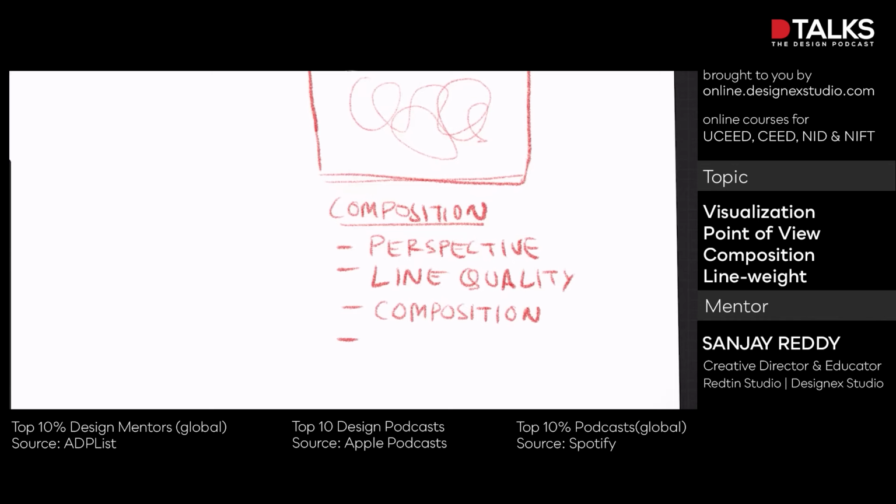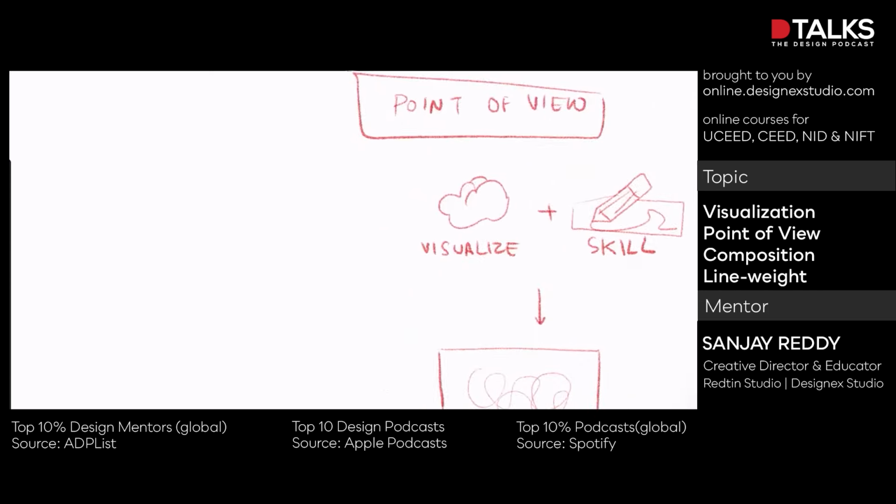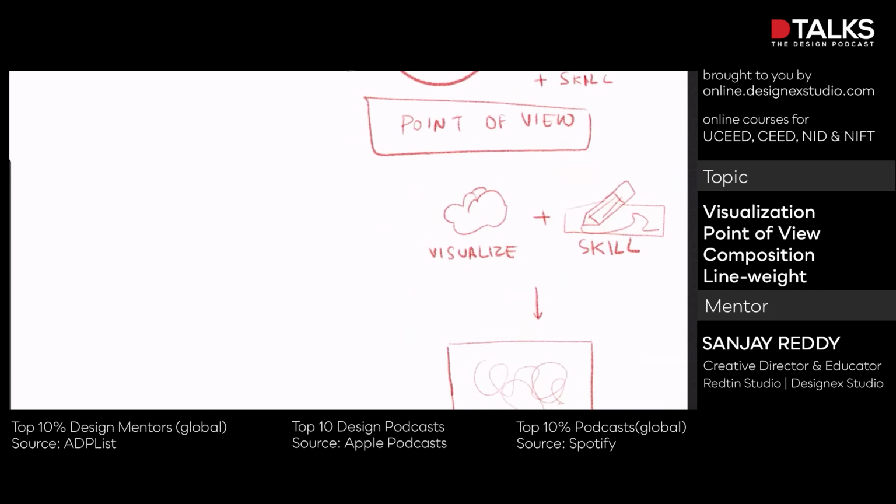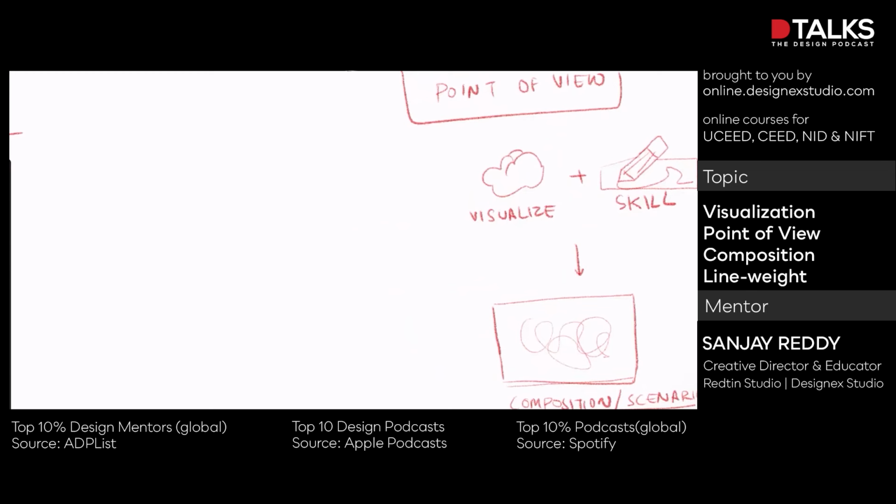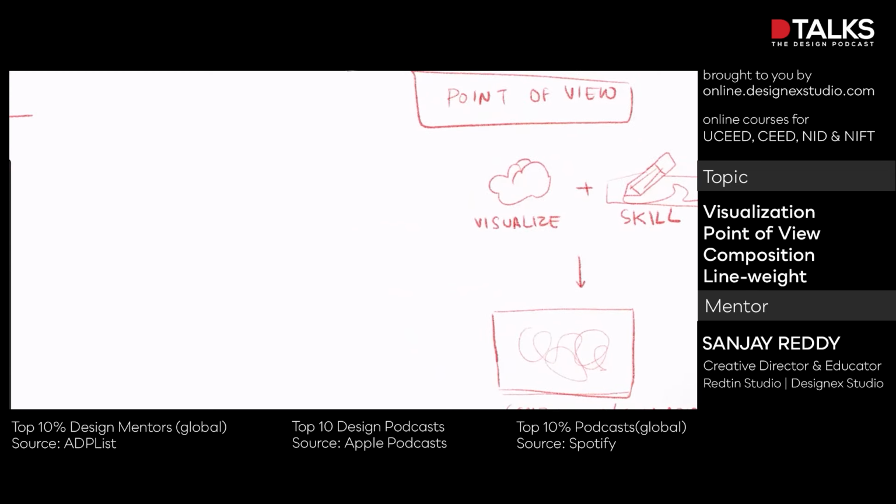Now this composition is different. This composition could be scenario. Then you have focus, or what you can say is emphasis. Along with that, you also need to make sure that the story is good. The story is getting communicated. So these are the 5 things that you need to keep in mind when you're making any sketch. The point of view is just a change in the perspective or the camera angle with which we are looking at the scenario.